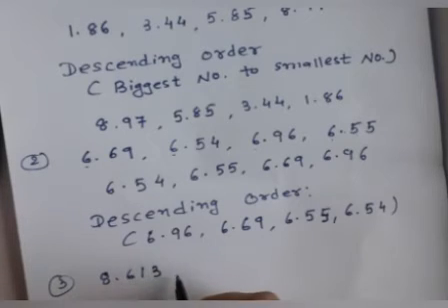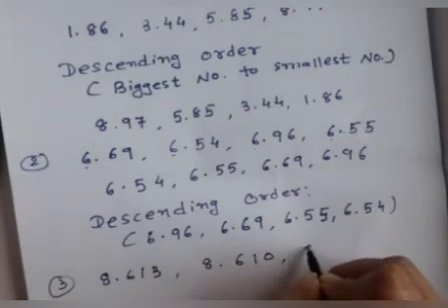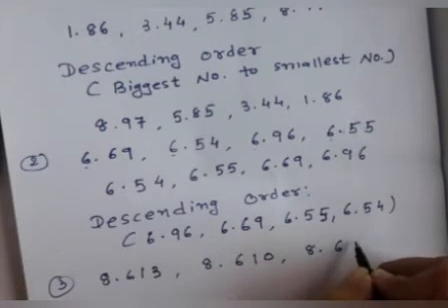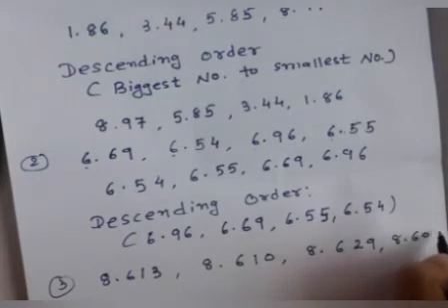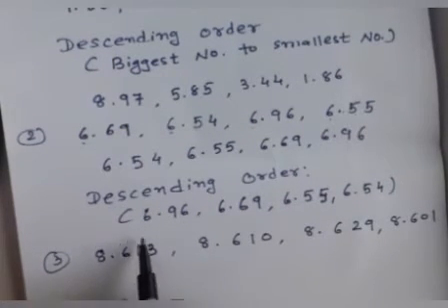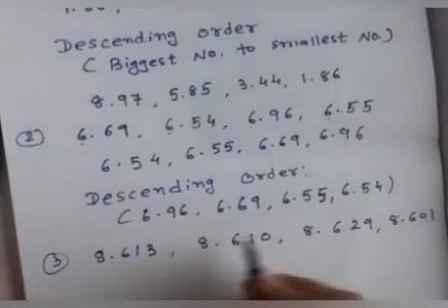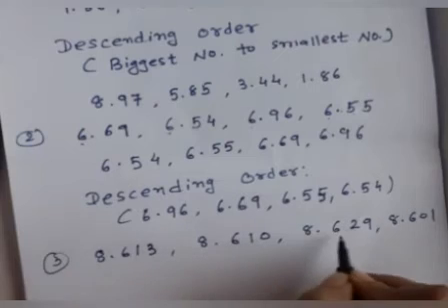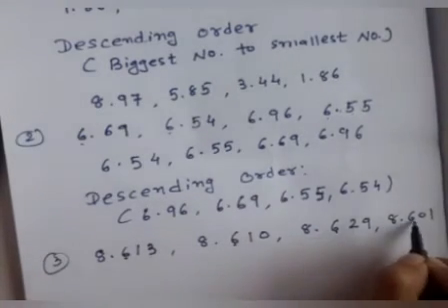8.613, 8.610, 8.629, 8.601. Now start, check the number, comparing the number. Here the whole number 8 is the same. Tens value is also the same. See here 6, 6, 6 and 6.